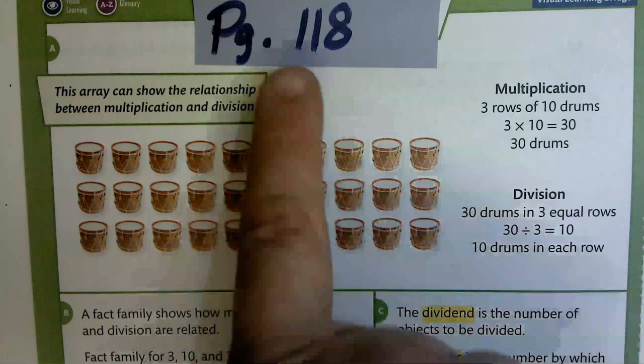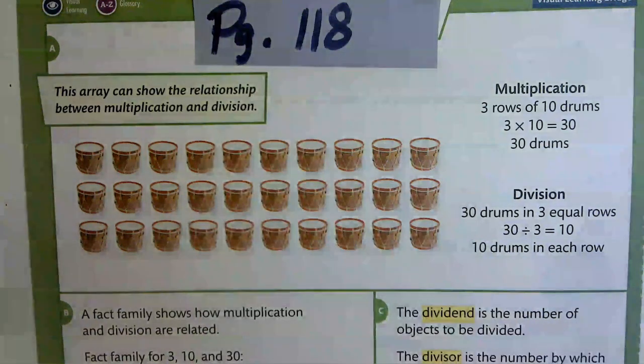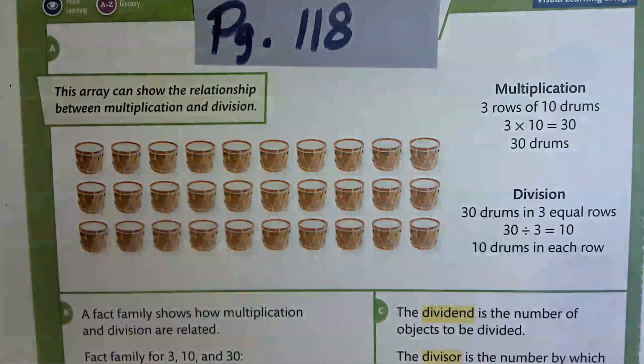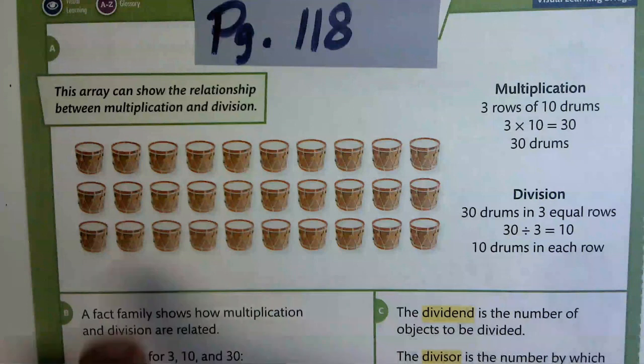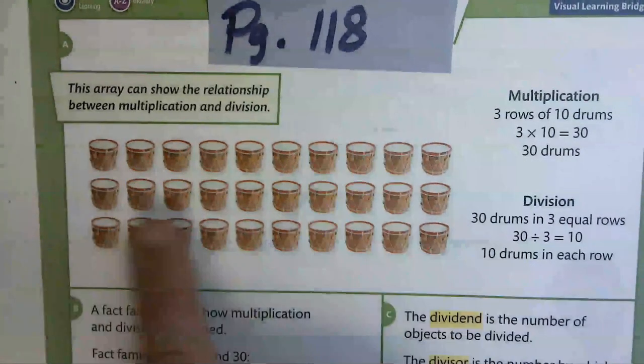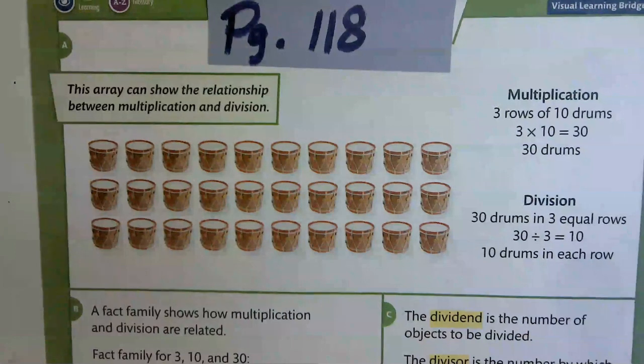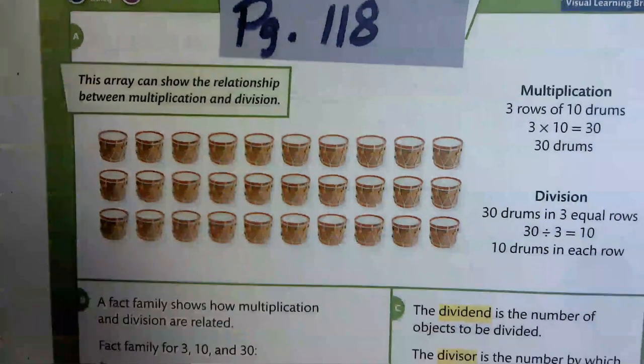All right, so here we are on page 118. If you're not there, pause the video and get there right now. We're going to take a look at this array. Remember, in our last topic, we talked all about arrays. An array is a way for us to group things into equal rows and columns in order for us to be able to multiply them and break them down into smaller, easier parts. So this whole thing right here is called an array.